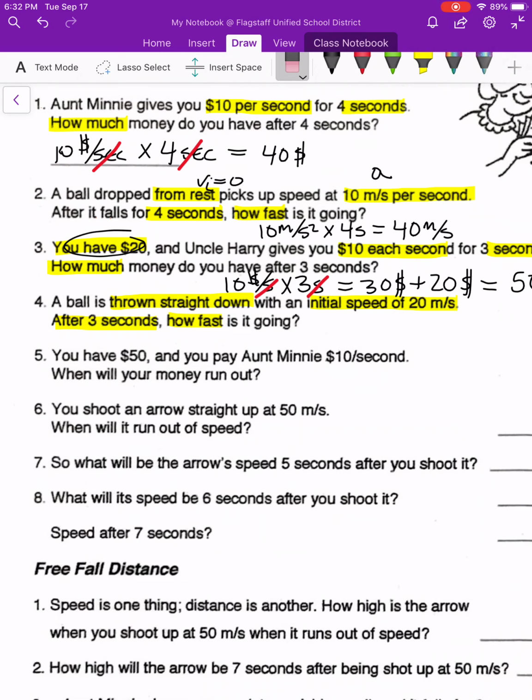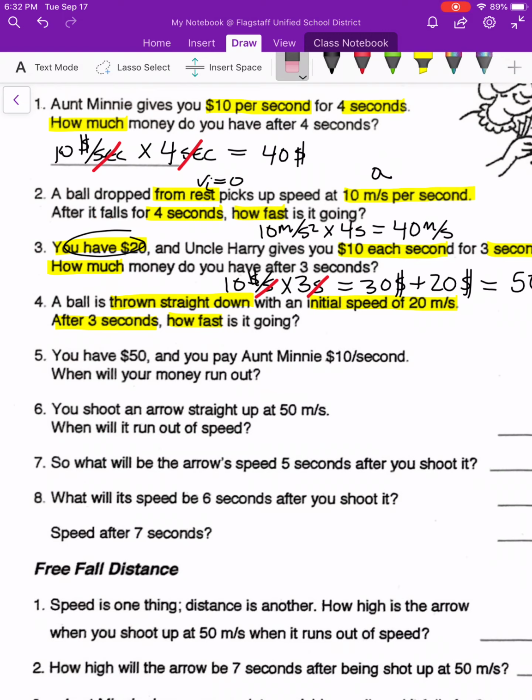So I give it an initial speed of 20 meters per second. After 3 seconds, how fast is it going? Well, let's see here. We can use our equations. Let me look at them. What do we have? What do we know? We have time, we have initial velocity, and we know acceleration.